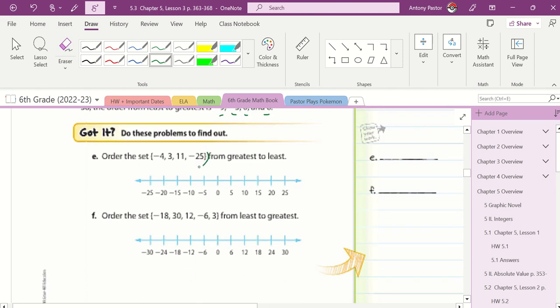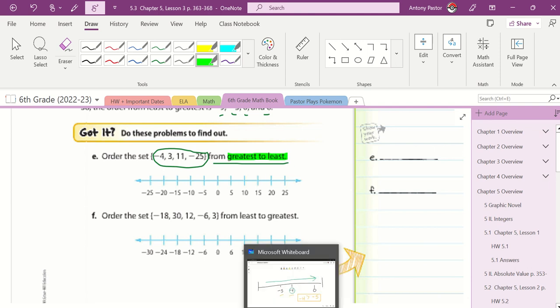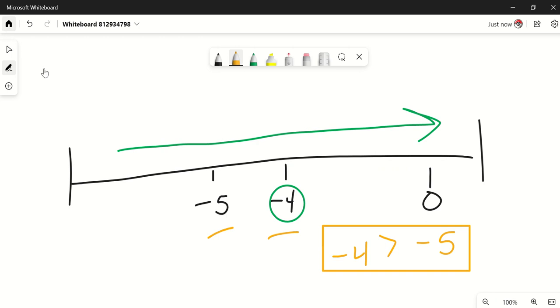We're going to go ahead and do this one without a number line. -4, -3, 11, -25 from greatest to least. And it's very important that we read our directions. This is from greatest to least. So the first thing I'm going to do is write down my numbers. I'm going to do a new whiteboard.